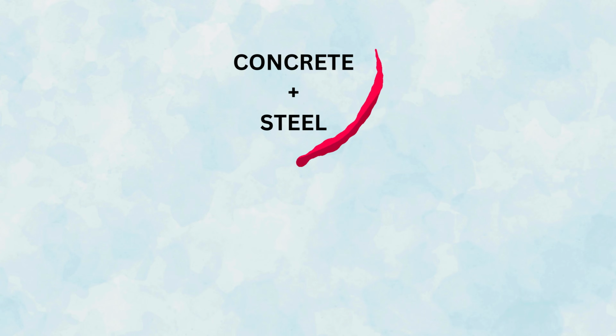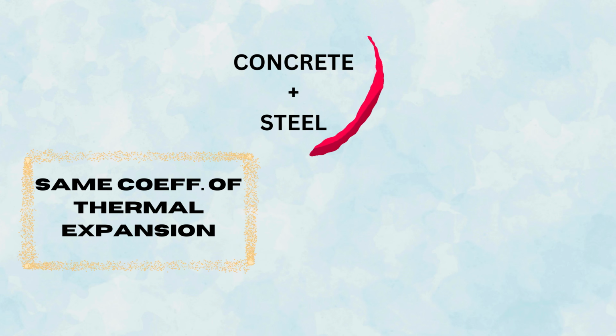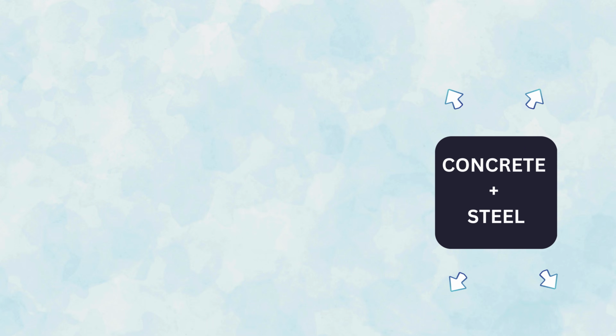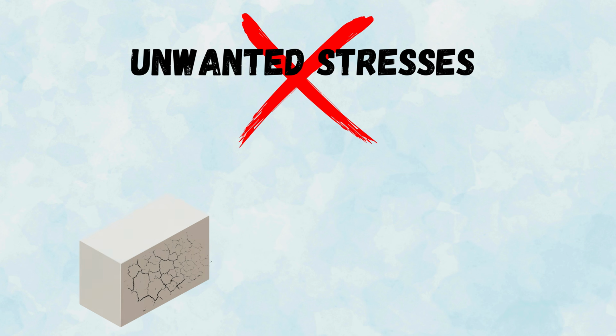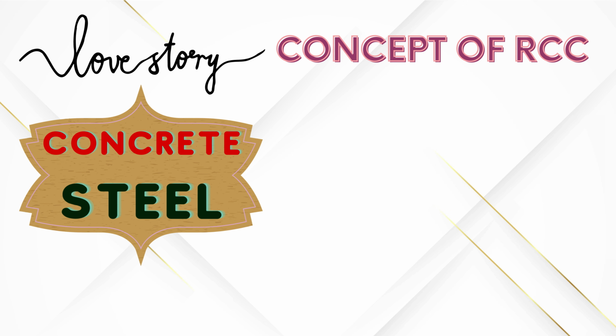Concrete and steel are made for each other. They have almost the same coefficient of thermal expansion. That means if an RCC member shrinks, both of our constituents, that is concrete and steel, shrink together. And similarly, if an RCC member swells, both of our constituents swell together. And this common behavior helps in avoiding unwanted stresses and reduces the cracking of a member. And that is how we have concluded the love story of steel and concrete and have completed a basic understanding of the concept of RCC.